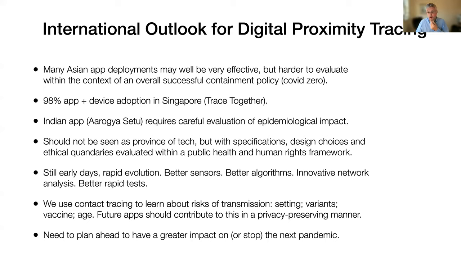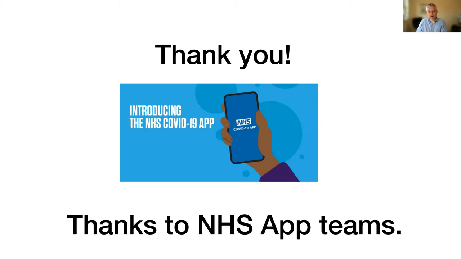With manual contact tracing, we use contact tracing to learn about the risk of transmission, about the importance of different settings, about the infectiousness of new variants. We've seen findings published this week using contact tracing to look at the impact of vaccination on transmission. The apps don't give us any of this information in their current configuration, but working out how to get that kind of information in a privacy-preserving manner using federated algorithms is possible in theory. It will be interesting to see whether it can be done in practice. But for that kind of thing, we need to plan ahead to have greater impact on the epidemic.